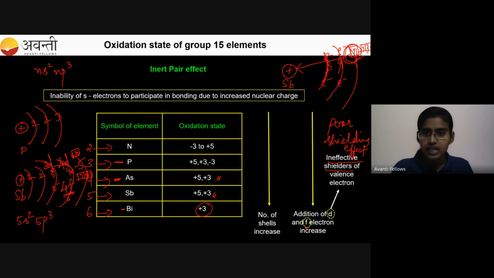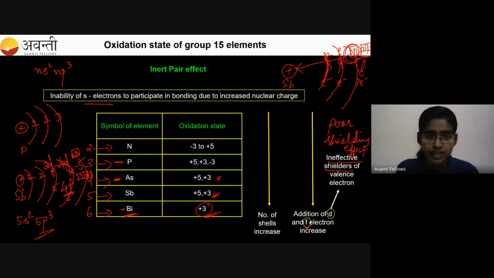So only the 3 electrons in the p orbital can take part in bonding with other elements. Only the 3 electrons in the p orbital can form bonds with other elements or compounds. They can give only 3 electrons, or share only 3 electrons. They can form only 3 bonds. That's why bismuth is stable only in +3, and antimony is more stable in +3 than +5. So this is the reason for the stability of the lower oxidation state on moving down the group.